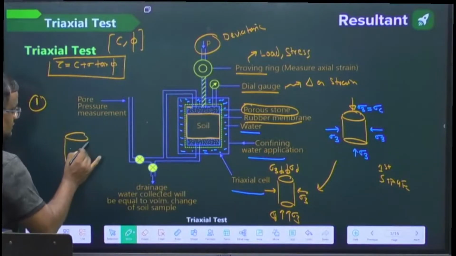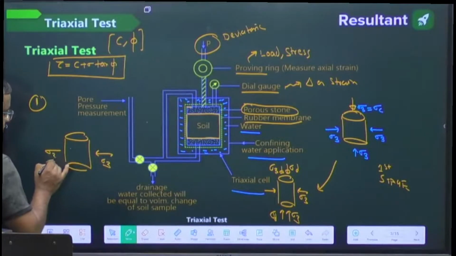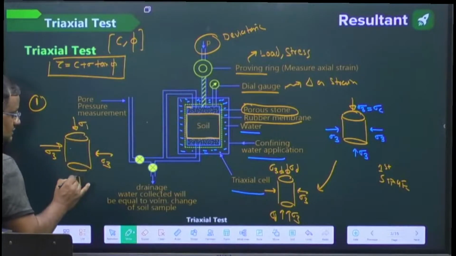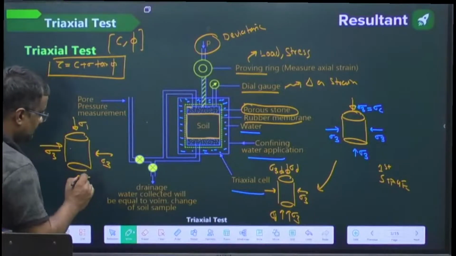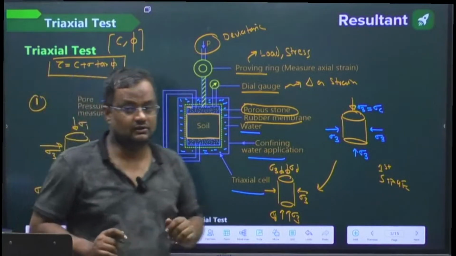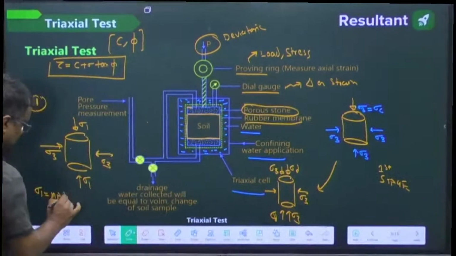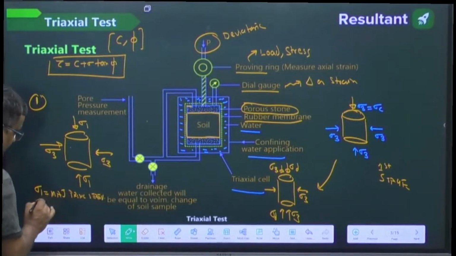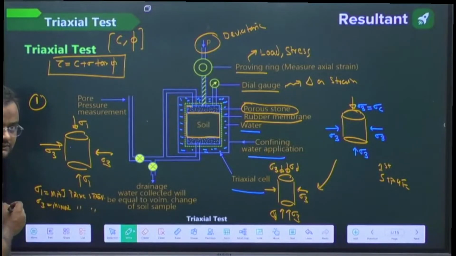Okay, so finally, how will this look? See here, this is the soil, this is sigma 3 on all sides, and in this direction, sigma 3 plus sigma d is sigma 1. Got it? So sigma 1 is now the major principal stress, and sigma 3 is the minor principal stress.